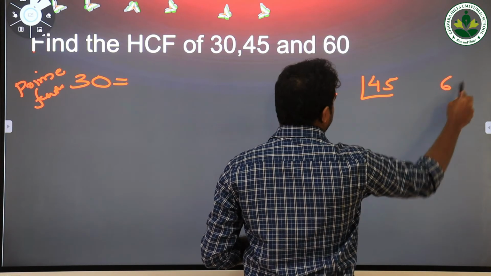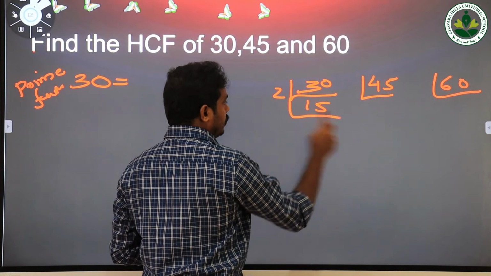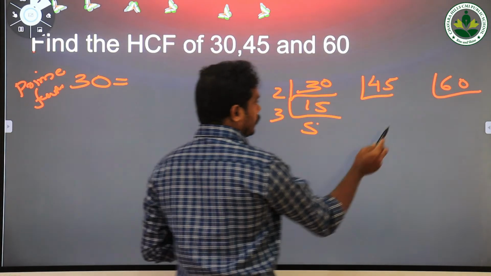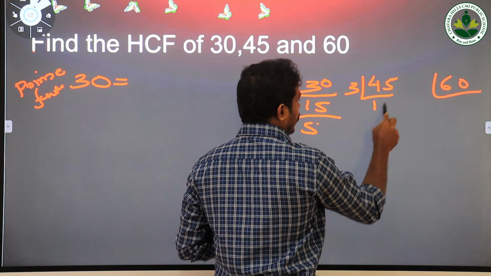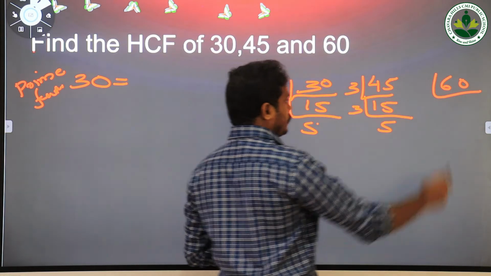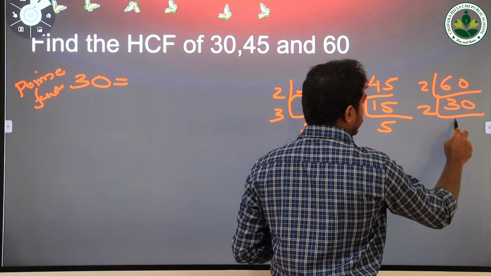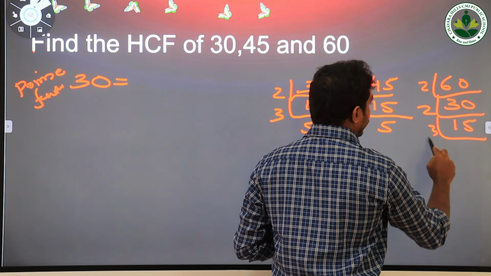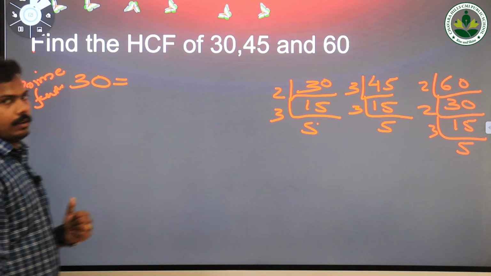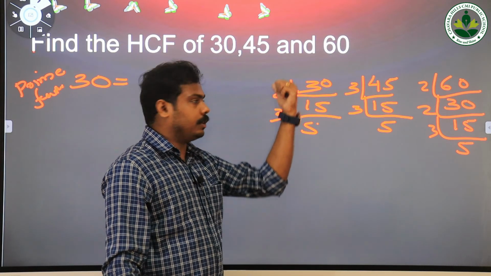45, then 60. 30 is 2 into 15, 3 into 5. 45 is 3 into 15, 3 into 5. 60 is 2 into 30, 2 into 15, 3 into 5. Look at this one. First we need to divide 30 by 2. Yes, it is possible, so divide that.